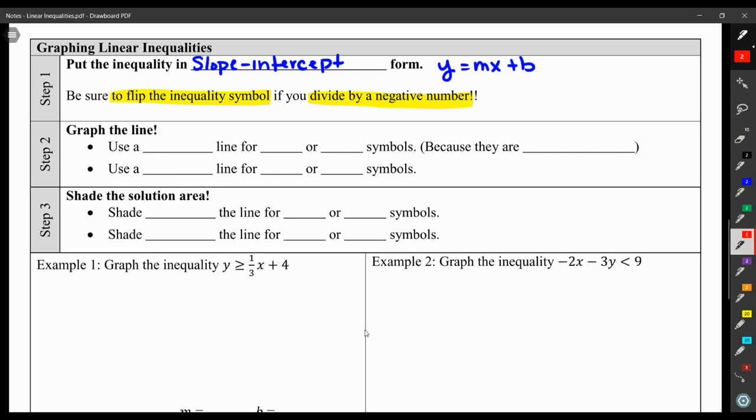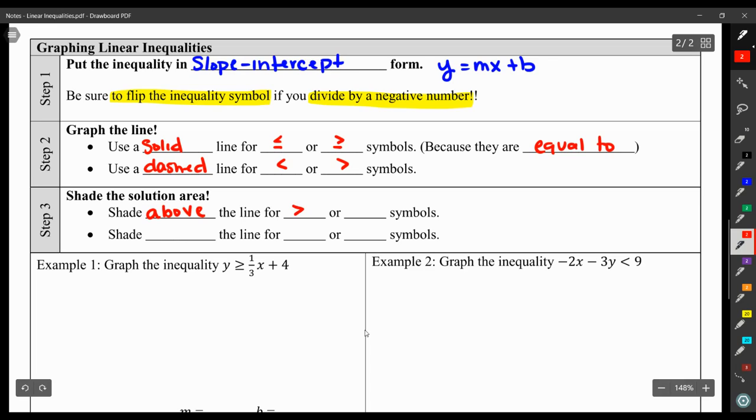So step 2, once you have it in slope-intercept, is to graph the line. You're going to use a solid line for less than or equal to or greater than or equal to symbols because they have that special equal to underneath them. We're going to use a dashed line for the less thans or the greater thans because they're those ones that are not equal. And then finally is the shaded area. We're going to shade above our line for greater than or equal to symbols. And we're going to shade below our line for less than or equal to.